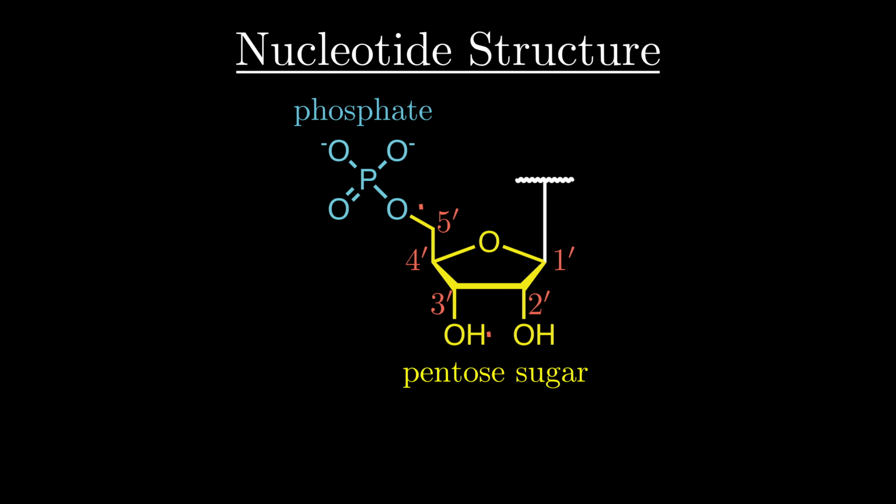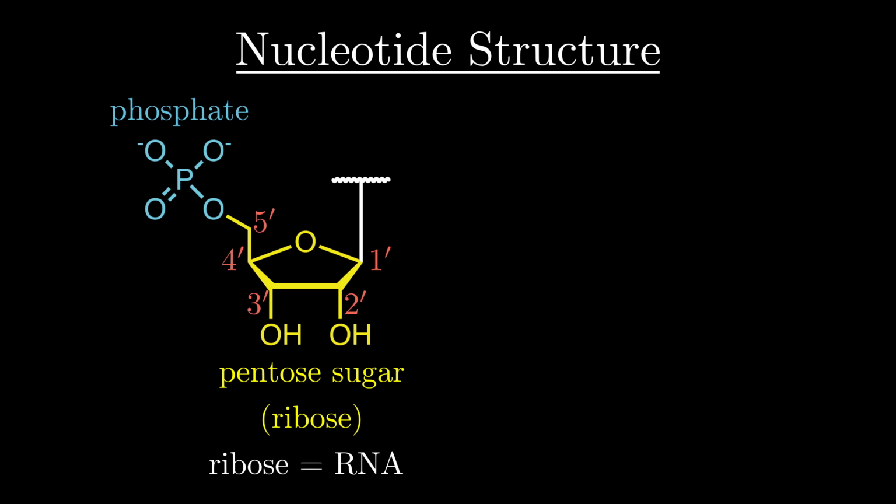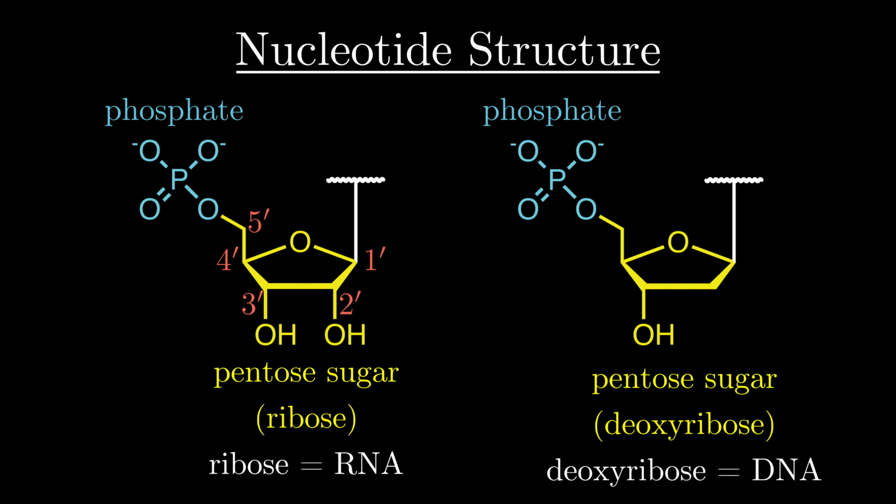Now, the sugar I'm showing here is ribose, and this is the sugar found in RNA. And so this means that DNA and RNA have nucleotides with different sugars. But then what sugar do DNA nucleotides have? Well, they have deoxyribose instead of ribose, which is why the full name of DNA is deoxyribonucleic acid.